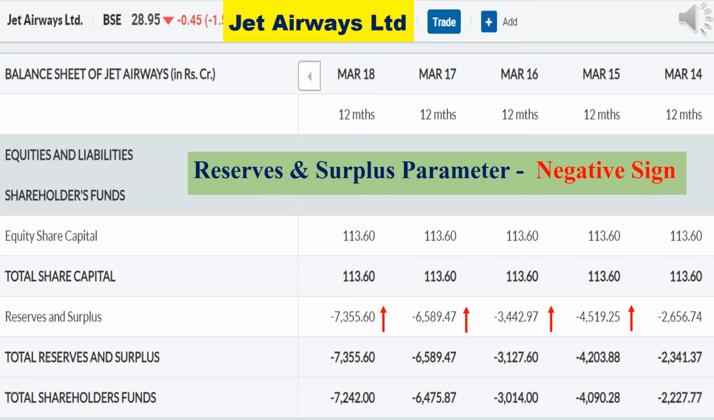Like this, if you see any company's reserves and surplus is in negative value, then it is a big negative sign for that company. So beginners better avoid this type of companies.